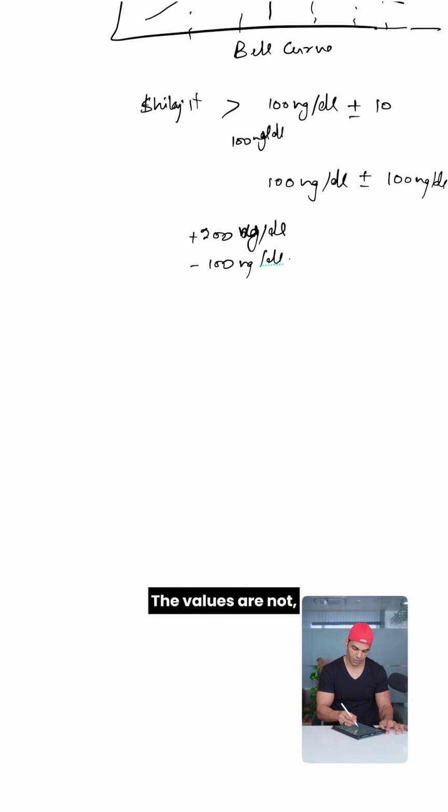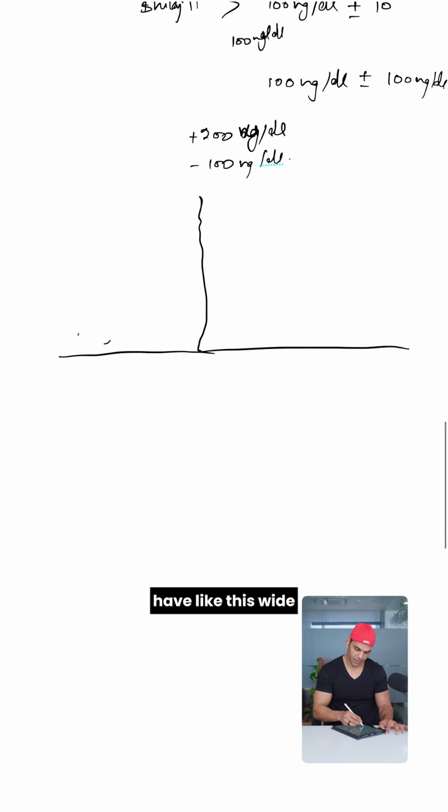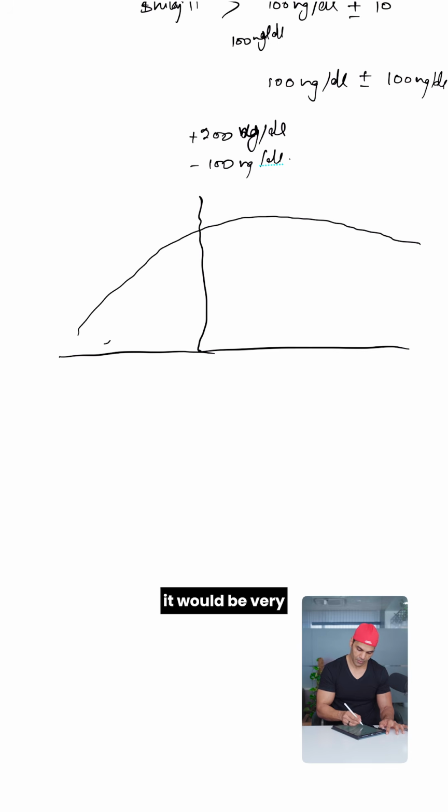The values are not centered around the mean. They are very widely distributed, right? And again, because this goes into negative ng per dl, you'd see that the bell curve will shift and you'll have this wide kind of range where it would be very difficult for somebody to trust the data. Okay, so let's see this going all the way on the negative side of the spectrum.